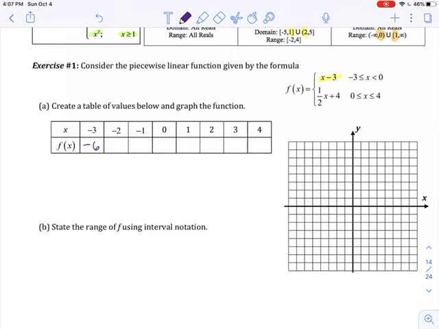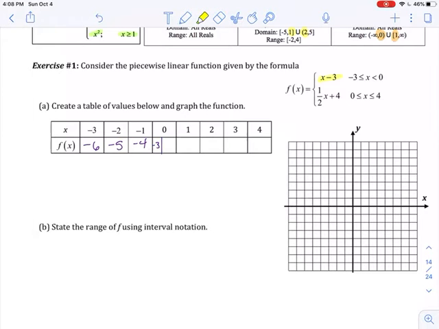Negative 3 minus 3 is negative 6. When x is negative 2, minus 3 is negative 5. When x is negative 1, minus 3 is negative 4. Okay, and when x is 0, minus 3 is negative 3. Now I'm going to do this because I'm actually not including the 0.